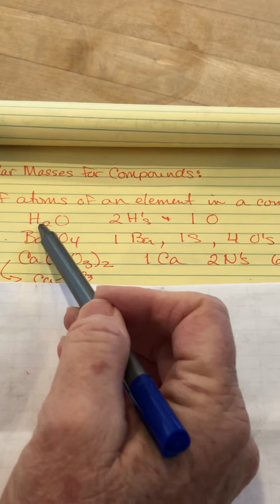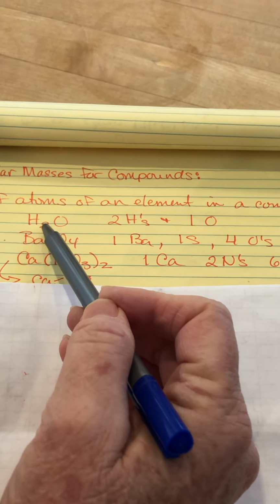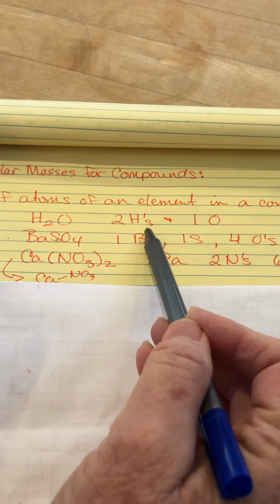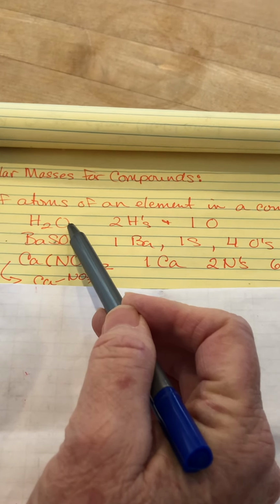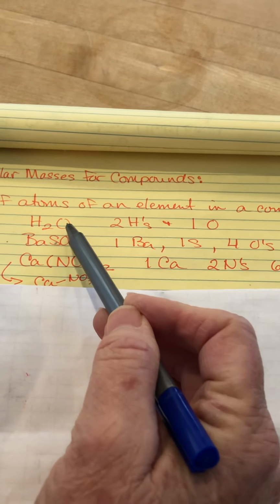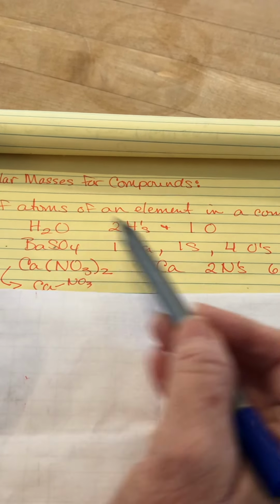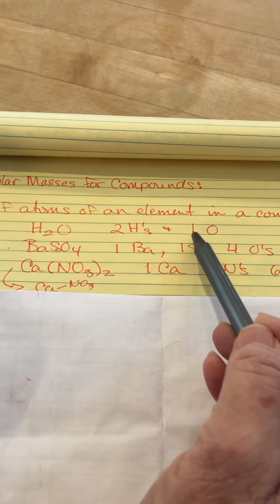If you have water, the formula is H2O, the subscript 2 means that there are 2 hydrogens. There is no subscript by the oxygen, and whenever there's no subscript and there's an element written, you assume that there is one of those elements. So water is made of 2 hydrogens and 1 oxygen.